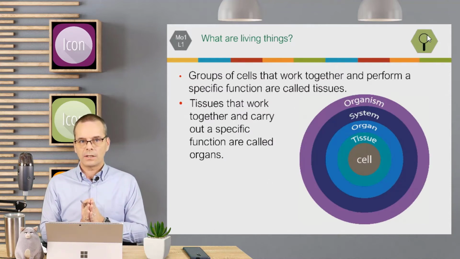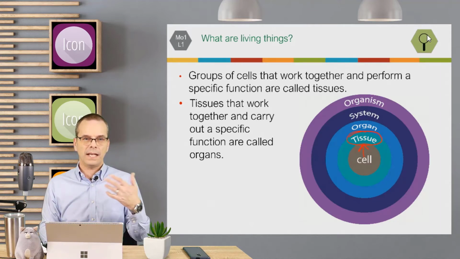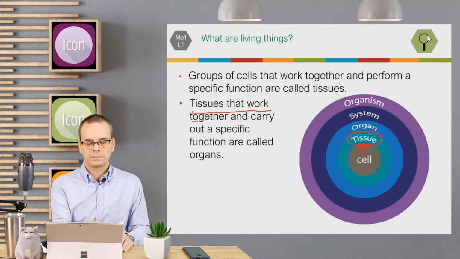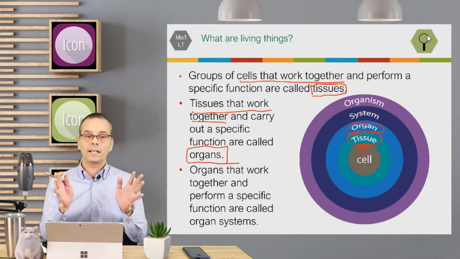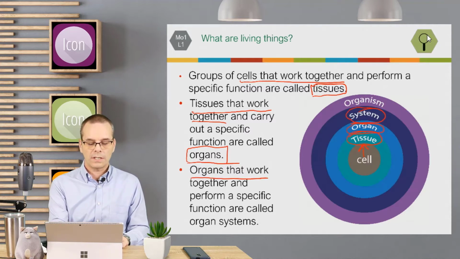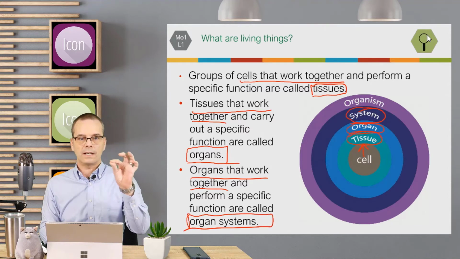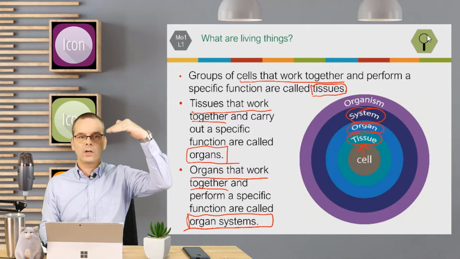Groups of cells that work together and perform a specific function are called tissues. So you go from cells to tissues. Tissues that work together and do a specific function, we call those organs. So you can see we're working our way up here. And finally, organs that work together are called organ systems. So you start out with a cell, then tissue, then organ, and organs that work together are called organ systems.